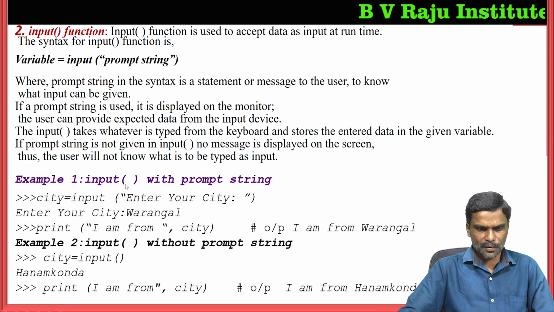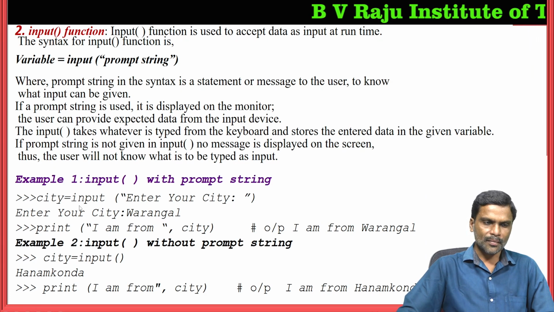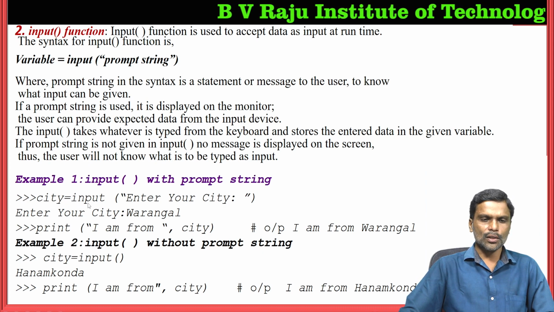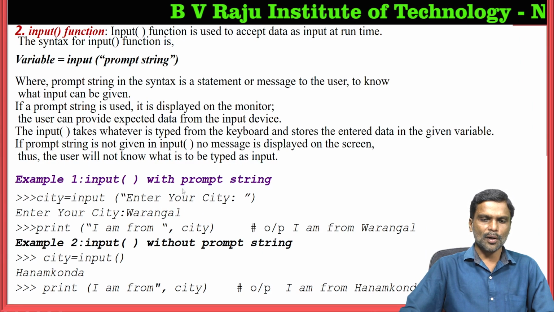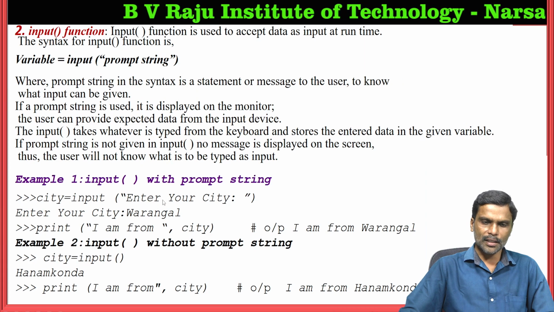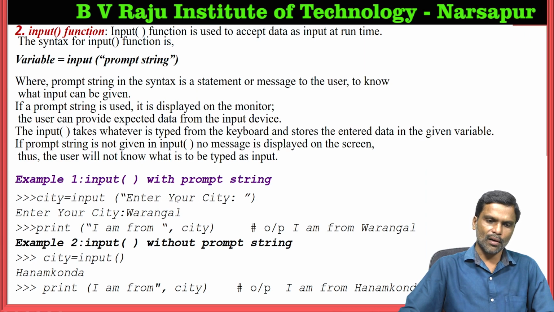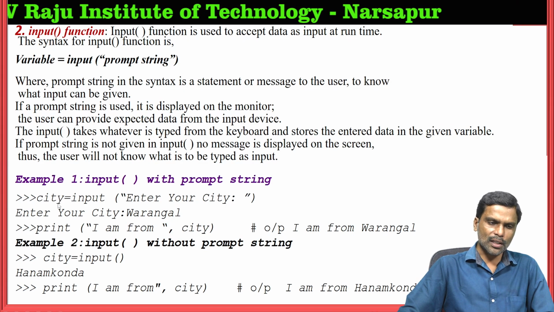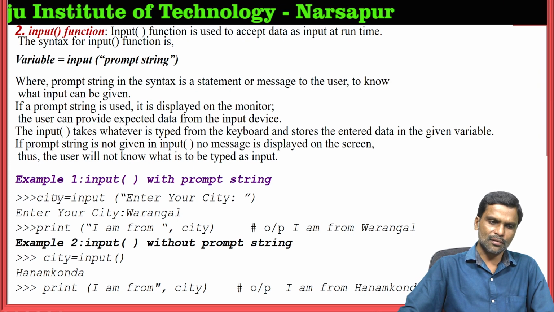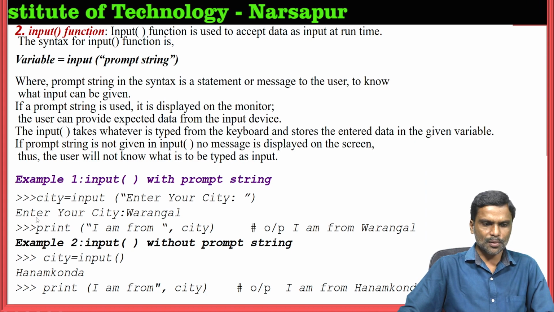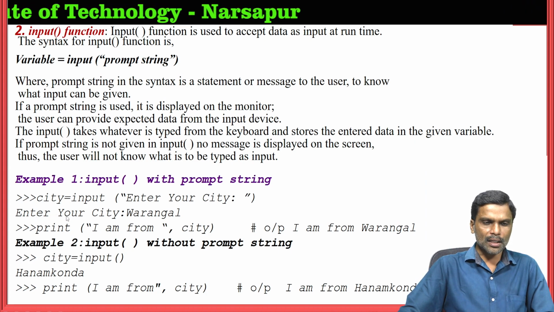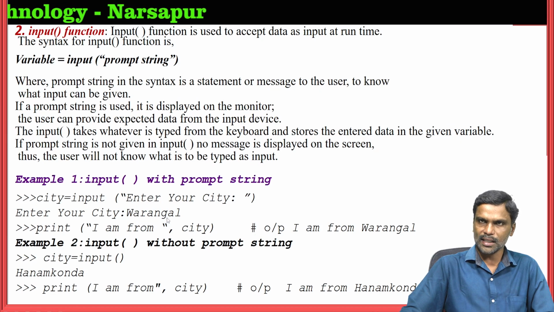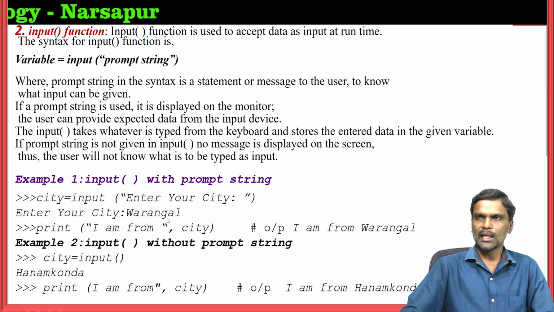Example 1, the input function with a prompting string. I am taking city. city is equal to input, enter your city. This is the prompting string. Enter your city is the prompt string, what the user wants. Then city is the input. When it is asking on the monitor, the prompting string will be displayed, enter your city. Then I will write Narsapur. Here in this example, Warangal I have given.